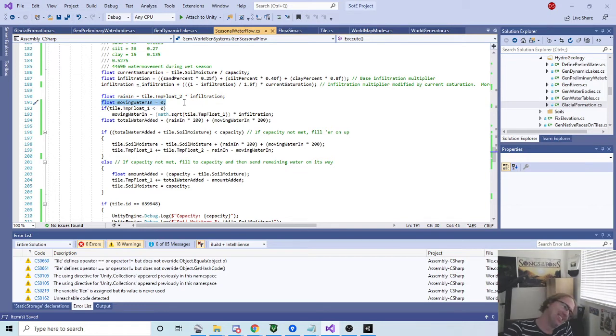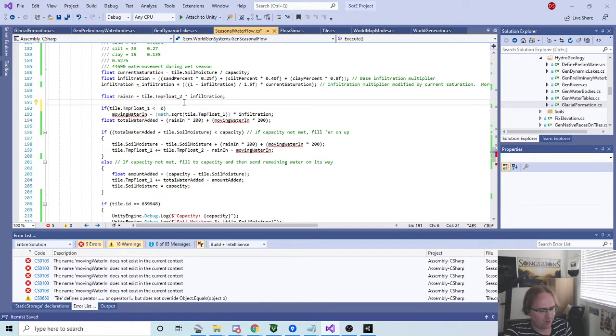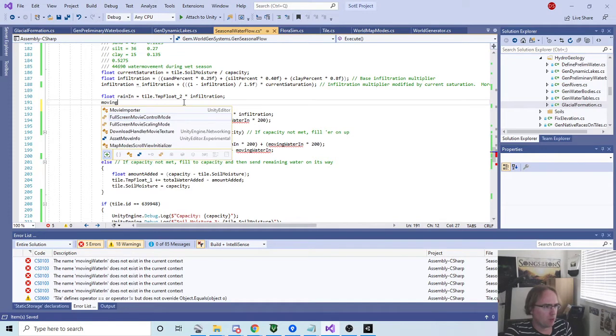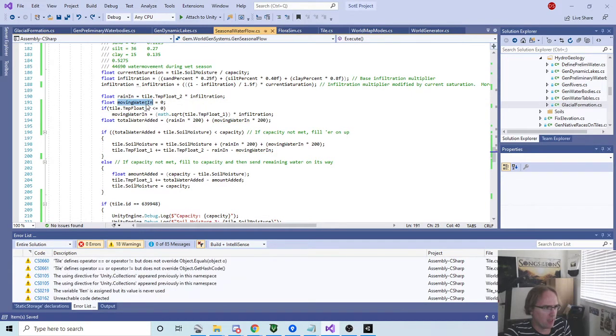I left it at 0 as part of my debug attempt, but no, that should be fine. That should be totally fine because moving water. Hold on. No, it should be set to 0 because then we check it and then we recalculate it. If... Oops. Yeah. I see.